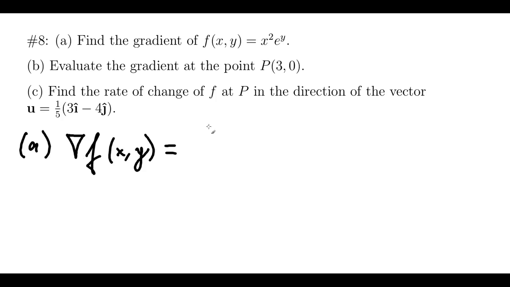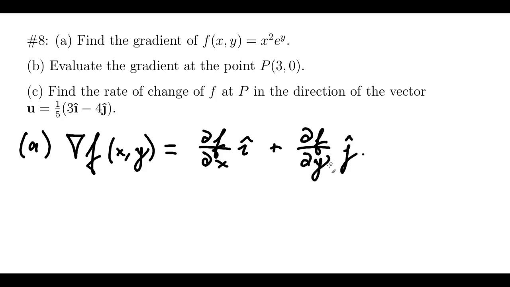Writing the gradient in that form with the i and j, the first component would be the partial derivative of f with respect to x, times i. And the second component of the gradient is the partial derivative of f with respect to y. Or to be clear, it's not specifically x and y. The first component of the gradient is the partial with respect to the first variable, whatever that may happen to be. The second component of the gradient is the partial with respect to the second variable, whatever that may happen to be. This is just an expression for our gradient in general.